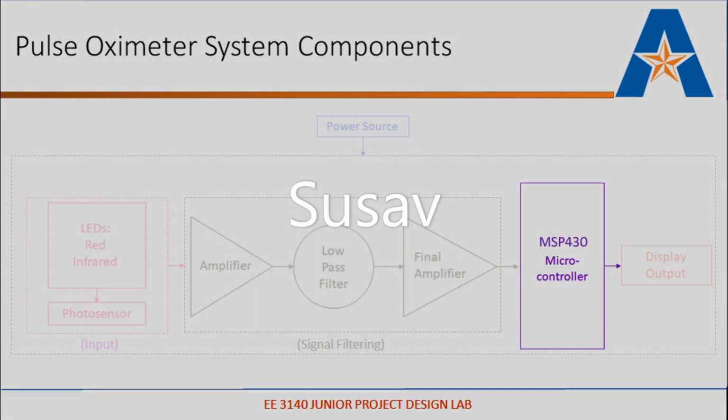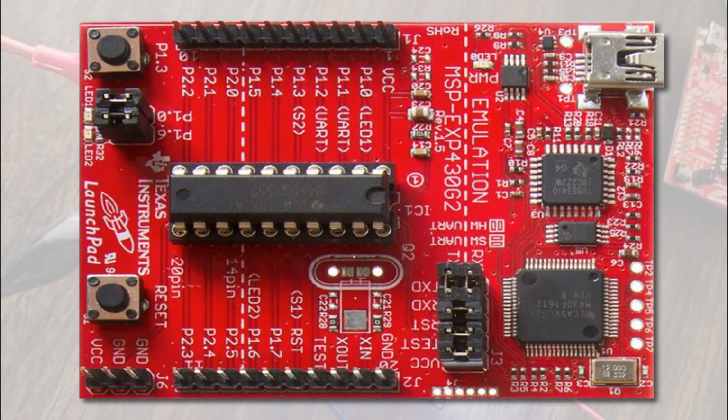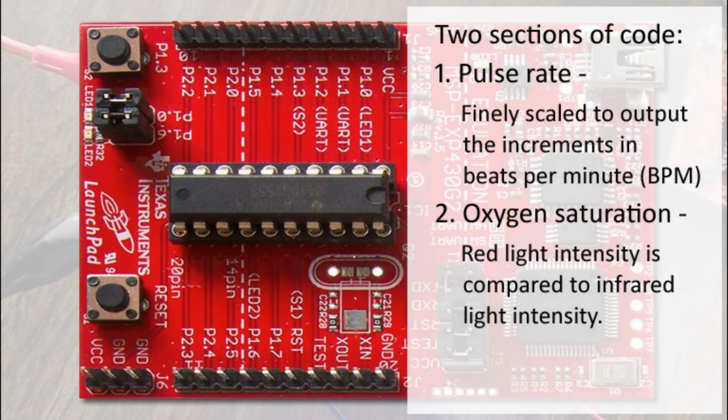I'm going to be talking about how the microcontroller is programmed to calculate the pulse rate and oxygen saturation. The MSP430 is programmed using 2 sections of code. The first section uses timers to count the peak values of the signal. This value is incremented every time a peak value is recorded, or in other words, when a pulse is measured. This value is finally scaled to output the pulse rate in beats per minute.